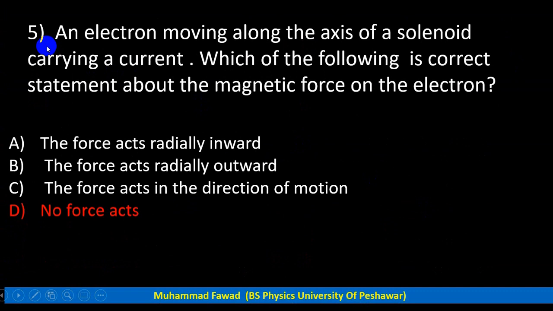MCQ number 5 है: an electron moving along the axis of a solenoid carrying a current. Which of the following is the correct statement about the magnetic force on the electron? The force acts radially inward, the force acts radially outward, the force acts in the direction of motion, or no force acts.